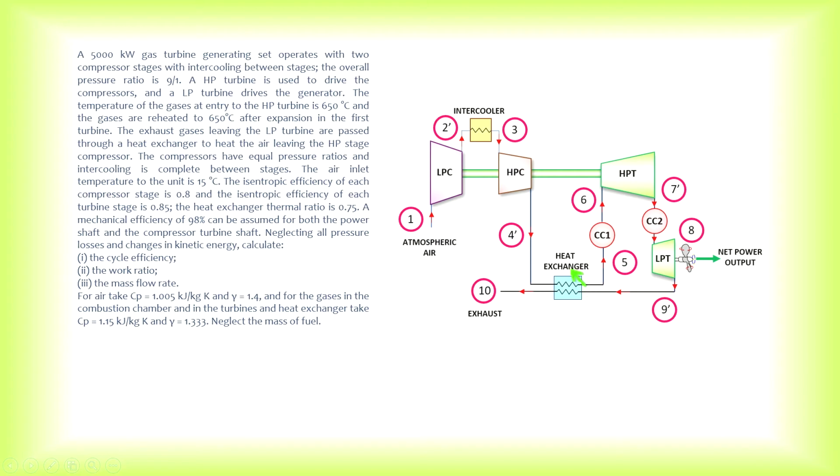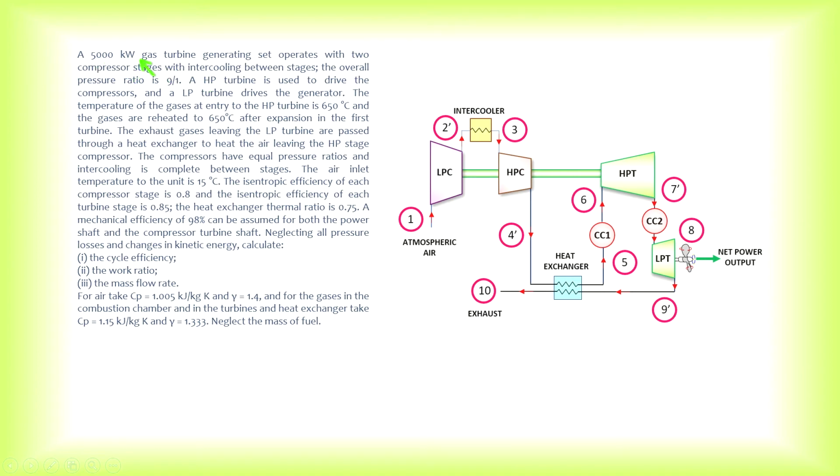So it goes into the regenerator and leaves the regenerator as exhaust gas. From 9 prime to 10, the temperature of the gas is relatively very high. So instead of exhausting the high temperature gas to the atmosphere, we exchange heat here with the lower temperature air stream. Now let's look at the question after looking at the diagram.